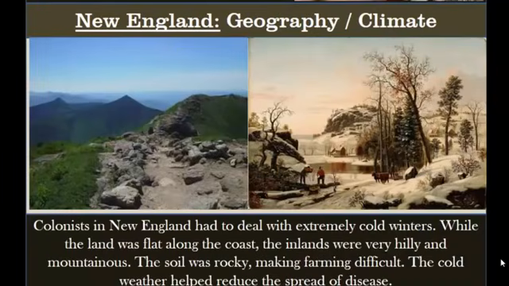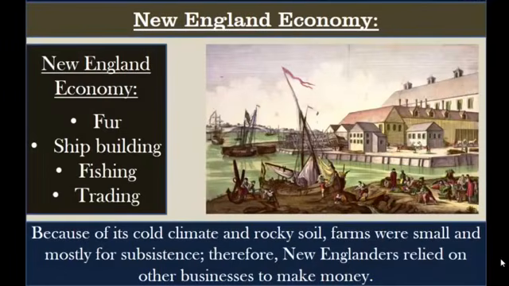Colonists in New England had to deal with extremely cold winters. While the land along the coast was flat, inland was very hilly and mountainous, and this, combined with a rocky soil, made farming difficult in New England. However, the cold did reduce the spread of disease. Because of the cold climate and bad soil, New England farms were small. Therefore, New Englanders relied on other businesses to make money, such as furs, shipbuilding, fishing, and trading.